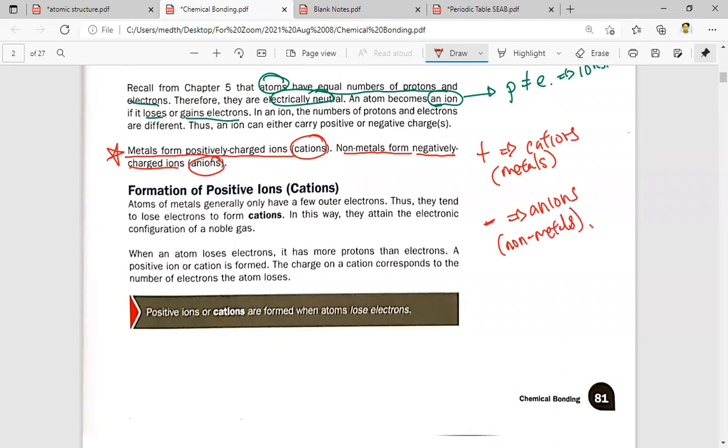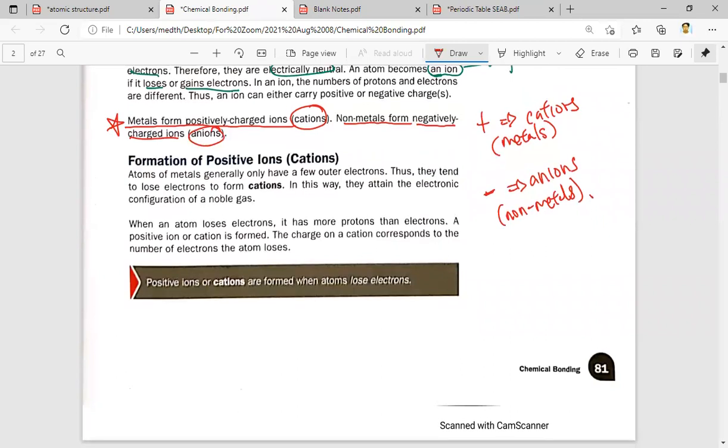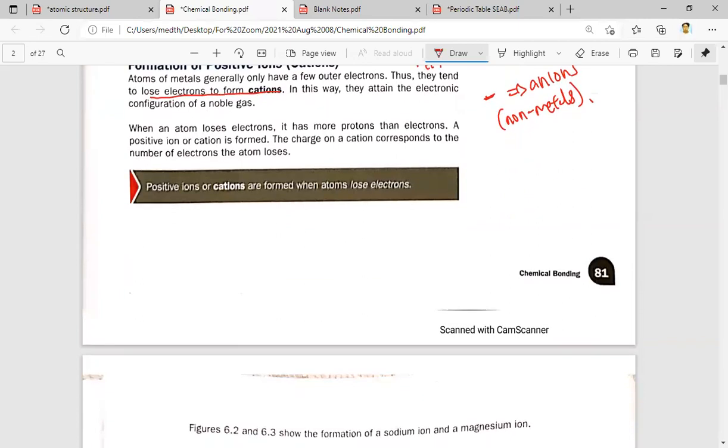Okay, so let's start by focusing on the cations itself. Atoms of metals generally only have a few outer electrons, thus they tend to lose electrons to form cations. So metals tend to lose electrons to form cations. When they lose electrons, they have more protons than electrons. That's why we have a positive ion over here. That's why they form positive ions.